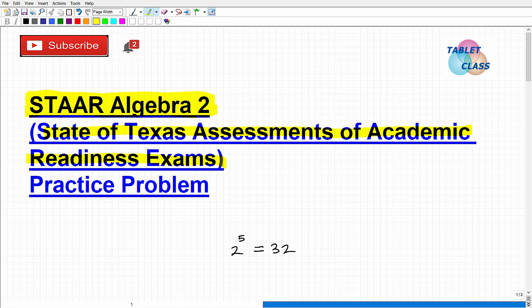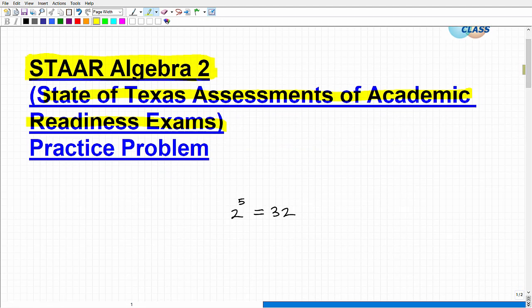What we're going to do here is I've got a problem that you should be able to handle pretty easily if you're fully prepared for the STAAR Algebra 2 exam.